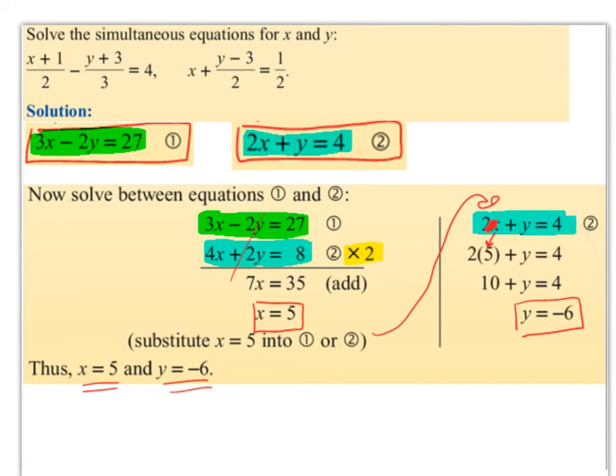So we're going to swap that x for a set of brackets and put 5 into it. 2 times 5 is 10. So 10 plus y is equal to 4. Bring the 10 over the equal sign, it becomes minus 10. Minus 10 plus 4 is minus 6. So y is equal to minus 6. Thus, x is equal to 5 and y is equal to minus 6.